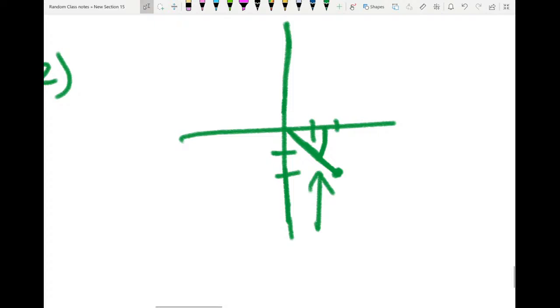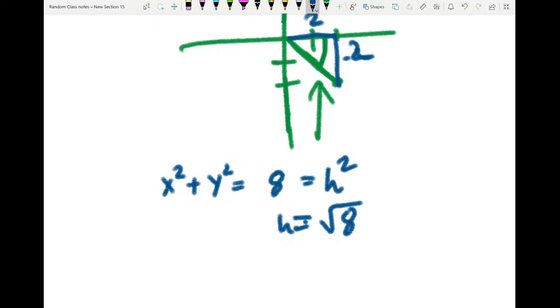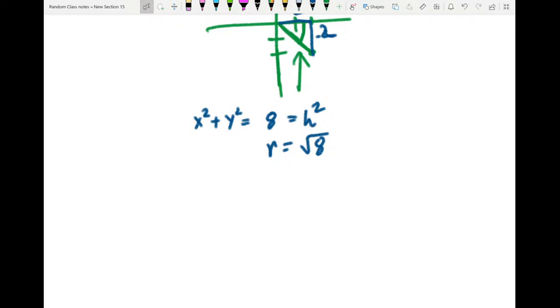So x squared plus y squared, in this case it would be 8, equal to this missing side, call it h squared, so h is square root of 8. So in this case, we got r being that. Now how do we find that angle theta? The angle theta is pretty simple.